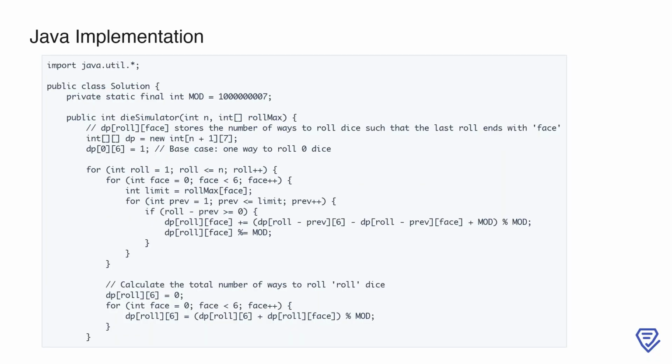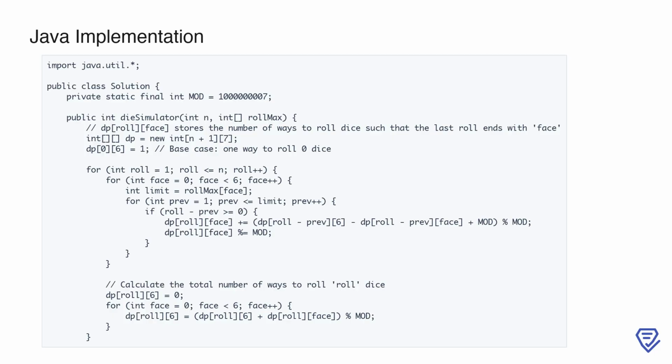Here, we start by defining our solution class in Java and importing the necessary utilities. At the top, we declare a constant mod, which is set to 1,000,000,007. This will help us handle large numbers and ensure we work within the constraints of modular arithmetic.